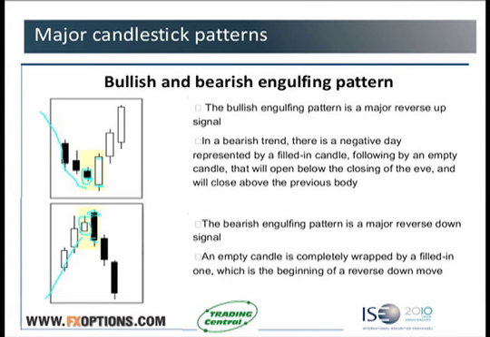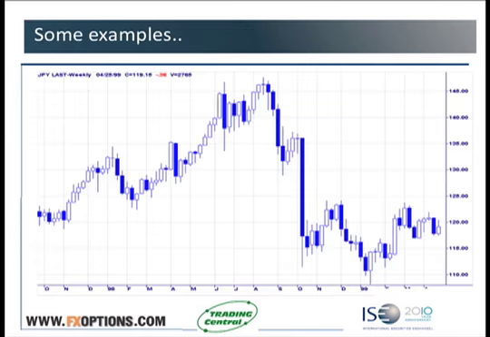So, to finish the presentation on Japanese candlesticks, I will show you some examples on two different charts. So we will see the Japanese candlestick patterns I presented. In this chart, we can see that we have an evening star just there. The evening star is validated at the closing price of the third day, just there.